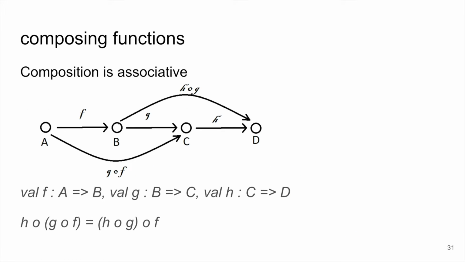Composition is an associative operation. This means that you can go from A to D in a few ways. So from A, go to B via F, then jump to D via H composed with G. Or from A, you can jump to C via G composed with F, and then using H, go to D. Or you can take the long way from A to B to C to D.